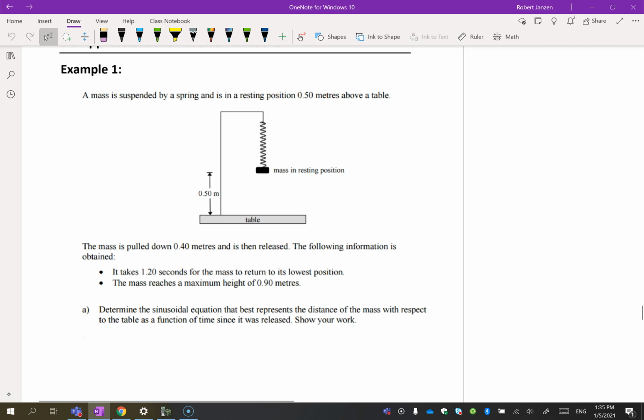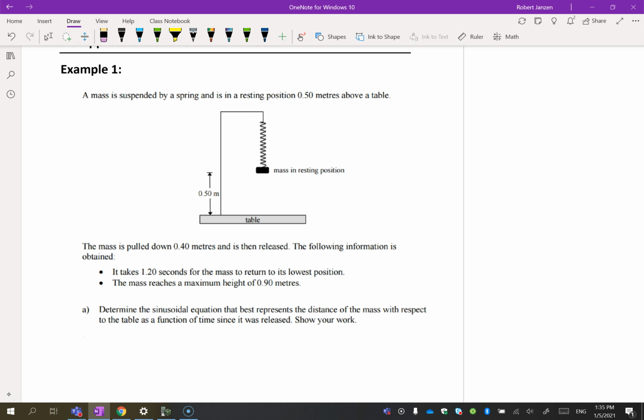It says a mass is suspended on a spring, as you can see in the picture, and the mass is pulled down, so it's going to be pulled down 0.4 meters, and then it's released. And you can picture this being on a spring. It's going to bounce up and down like this. Okay? It says the following information is obtained. It takes 1.2 seconds for the mass to return to its lowest position. So if you pull it and release it, it'll go up and down in 1.2 seconds.